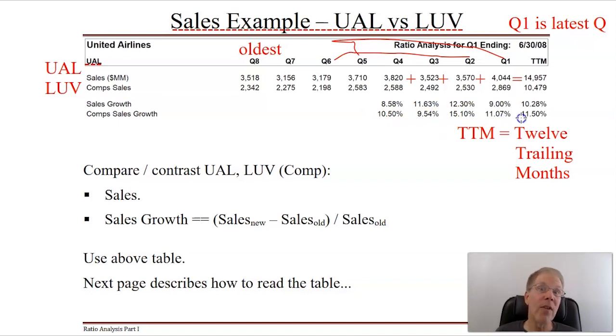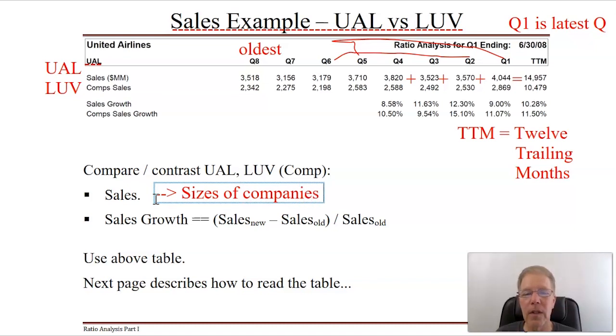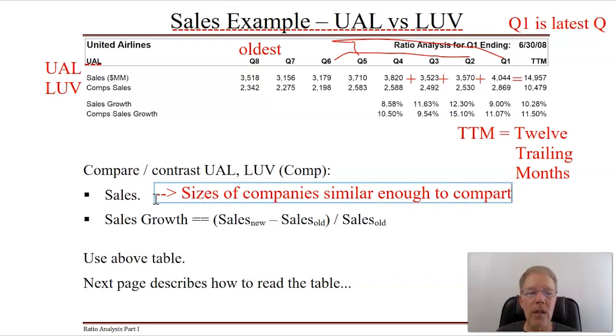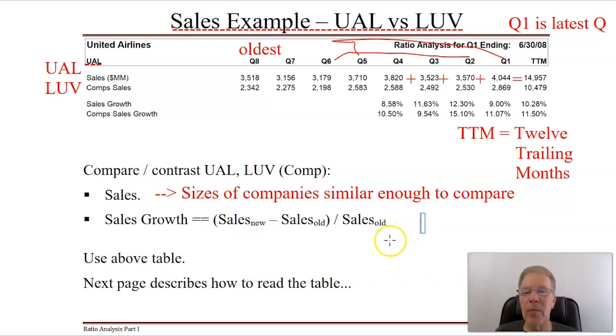They're both growing really nicely, right? High single digits or low, almost always low double digits. And if we look at TTM, so that's going to be this most recent year compared to the prior year, they both have really good low double digit growth. So that's great. Sales leads to sizes. Sizes are similar enough to compare, and clearly they're in the same industry and all that, so that makes them comparable. For the sales growth, it's both pretty good.